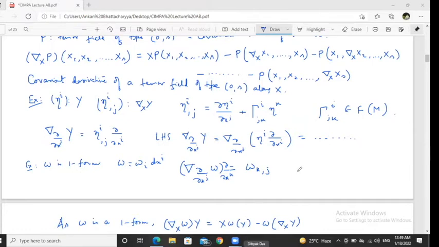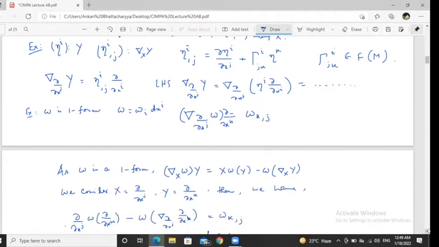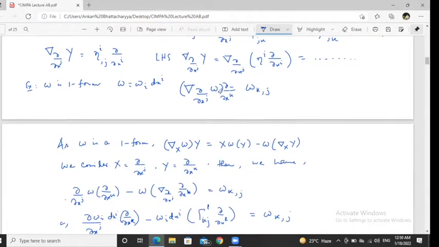We have obtained the expression for omega in the next slide. See, omega is a one-form, so we can write it in this form: omega_i dx^i, because for the forms, the basis vectors are dx^i. These are the basis vectors for the forms. So it is a one-form, and this is the expression.